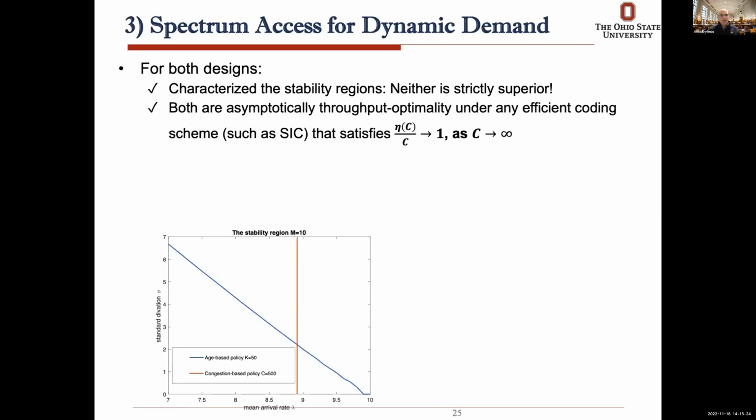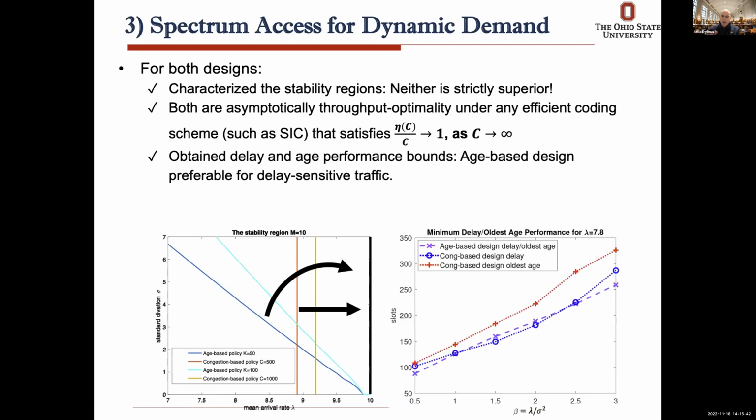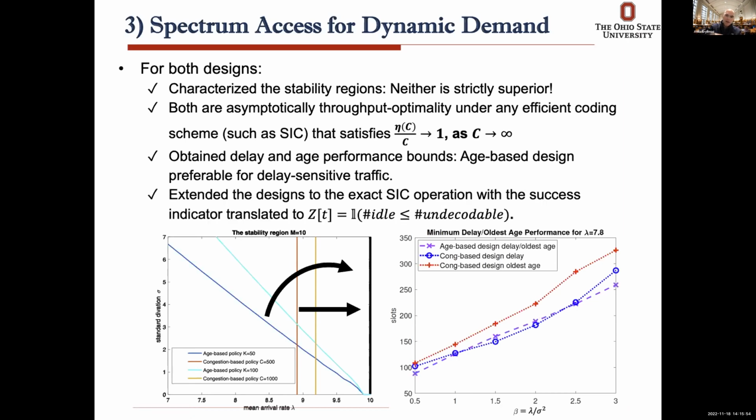One thing is, as you increase the size of the system, the frame size and the capacity, they're both asymptotically optimal. Both of them approach the limit, which is the maximum possible, as we increase C. So they're both optimal in a sense. Their age performances differ, and the age-based mechanism works better than the congestion-based one because it's prioritizing the higher-aged users. We later applied it back to a more practical scheme after we got all of these designs.